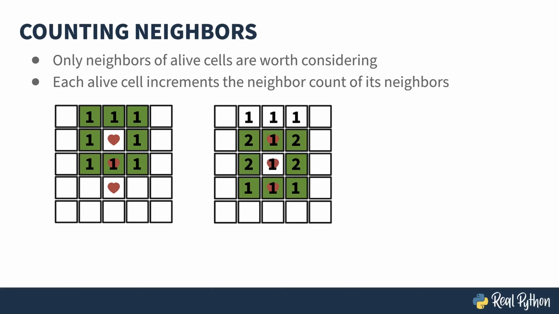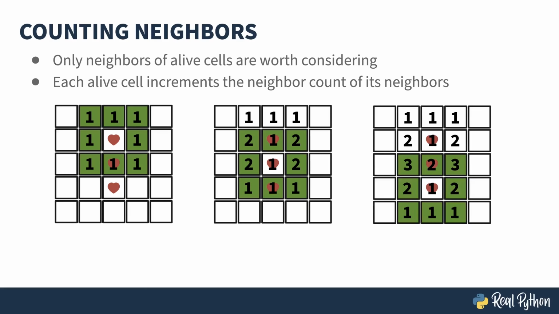I then move to the second alive cell and repeat. The green cells this time are this heart's neighbors, and they all get incremented. Those values that were 1 in the previous iteration now become 2. Finally, I move to the third heart and repeat the process. Like I said, backwards hurts my brain, but if you pick any cell and count the alive neighbors around it, you'll find this has worked.